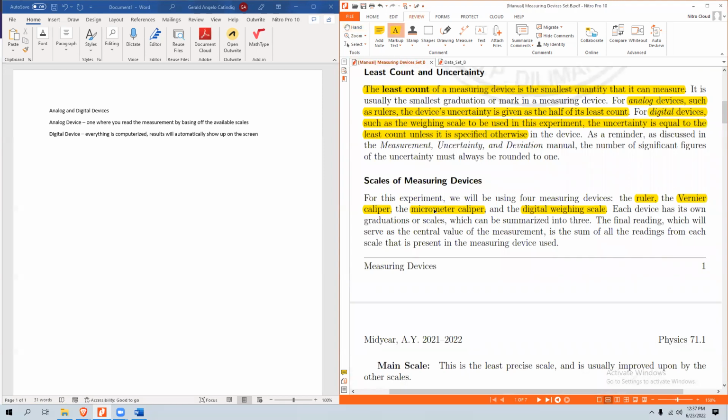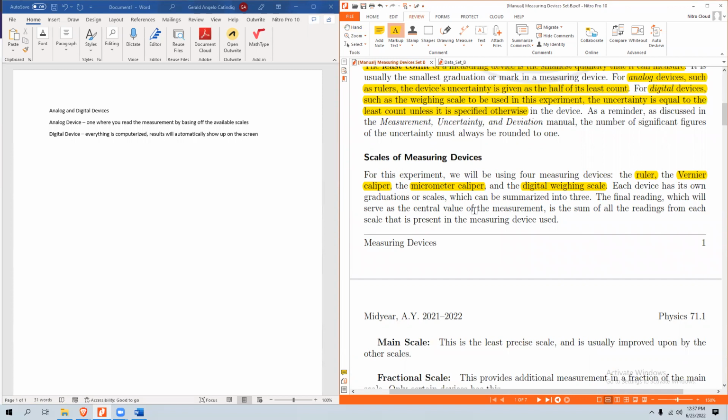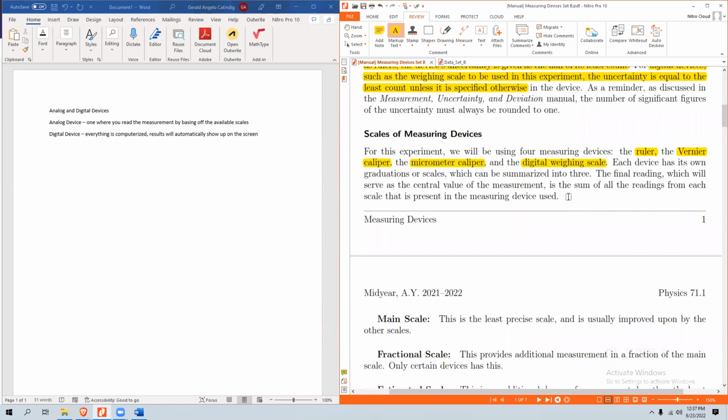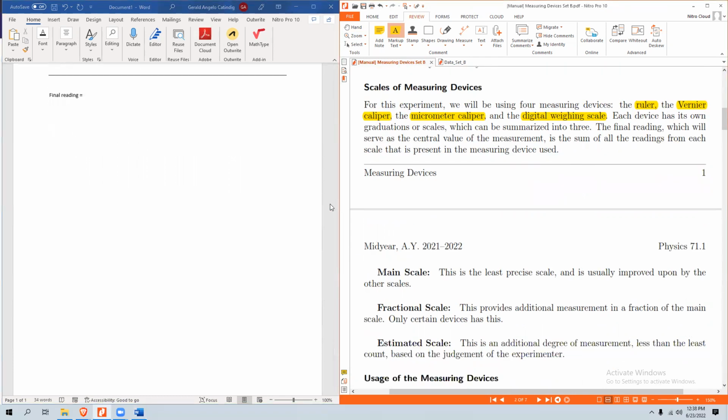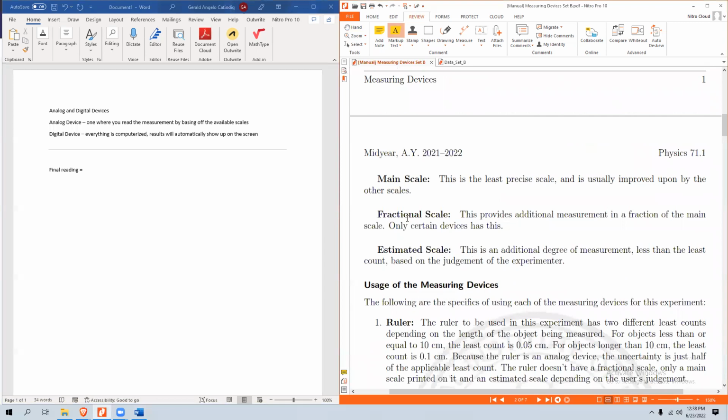Going back to the scale of measuring devices, each device has its own graduations or scales, which can be summarized into three. Your final reading, which will serve as your central value, is the sum of all the readings from each scale present in the measuring device used. So for example, I have here a final reading. It will be equal to my three scales. These are main scale, fractional scale, and estimated scale. Main scale plus fractional scale plus estimated scale.